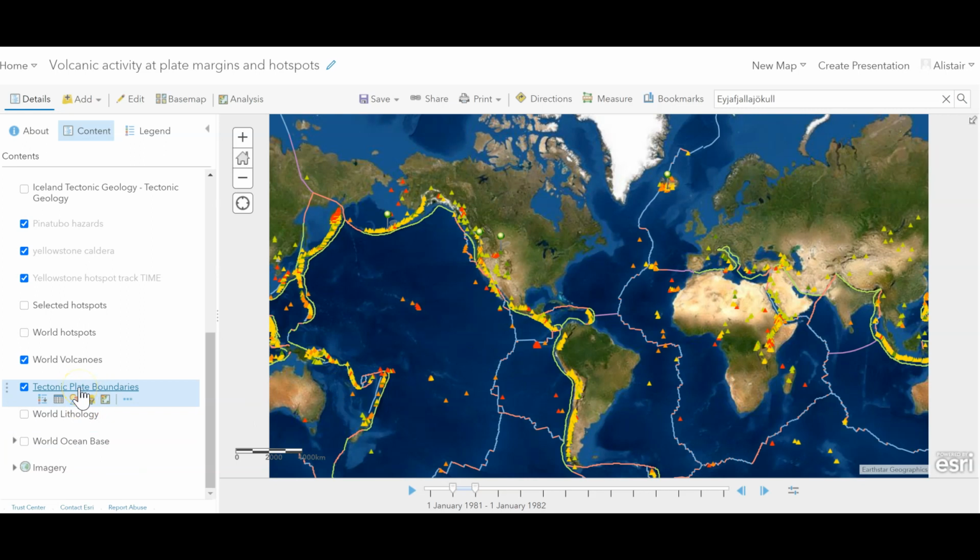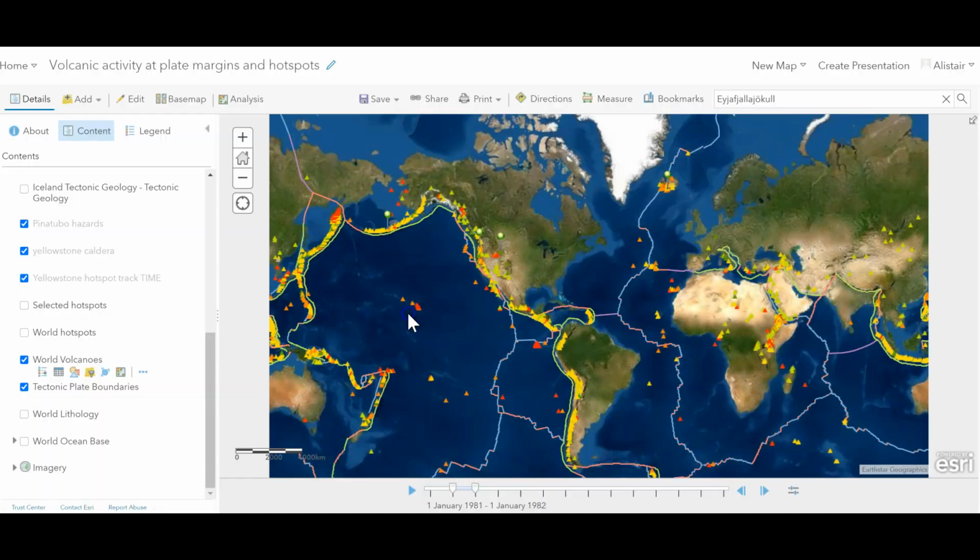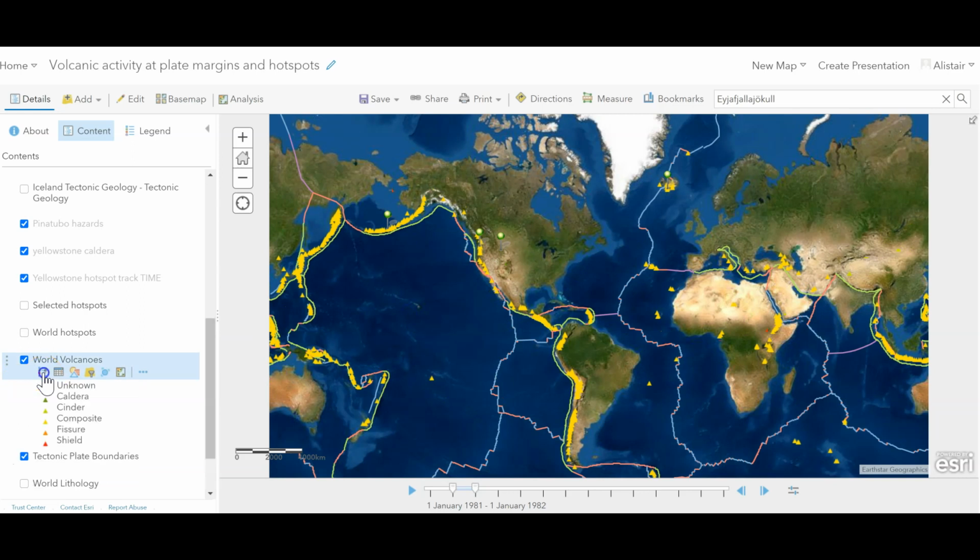Okay, first of all, let's go into the volcanoes and we'll add a filter here because I want to look first of all at a type of volcano called composite. Let's apply that. Turn on the key and we can have a look. So the GIS has now drawn down all the composite volcanoes, which are these ones in yellow.